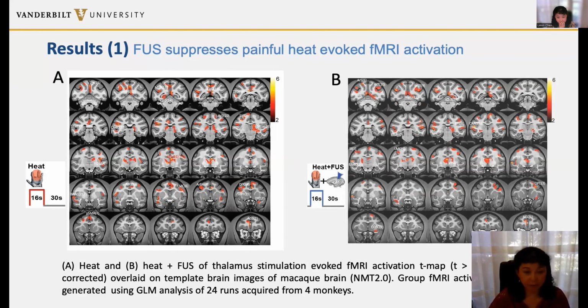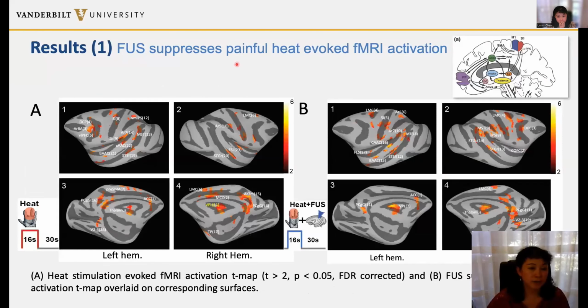To better visualize the effect, we plotted the activation on the inflated brain. The left is the response to painful stimulation, and you can see many of the areas are illustrated in this core PEN network. After FUS suppression of the thalamus response, the overall number of activations reduced. For example, in the prefrontal area, you can see the activation disappeared. And some of the areas in the temporal lobes also reduced.